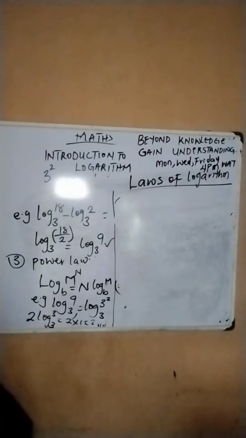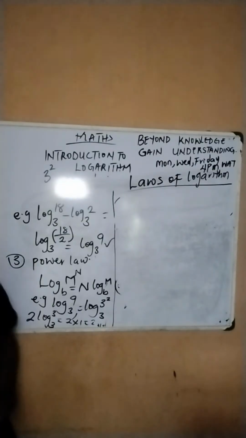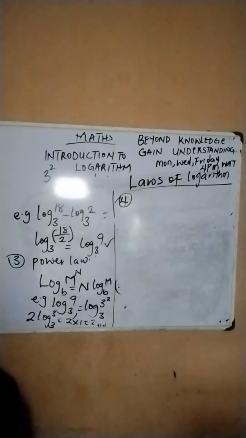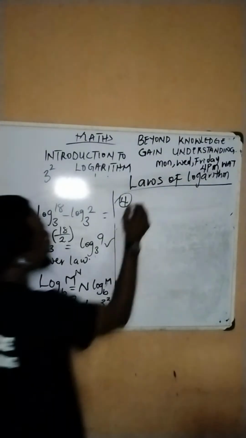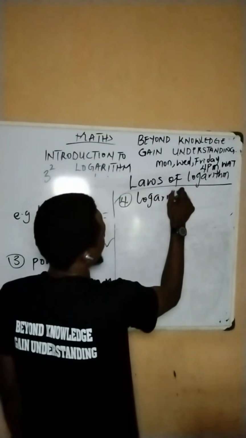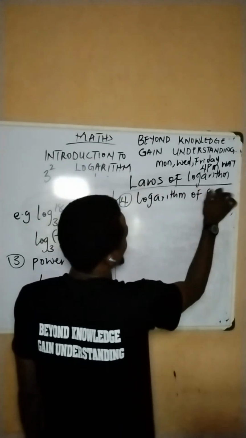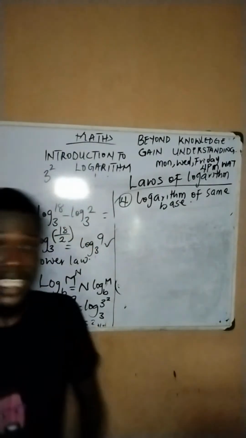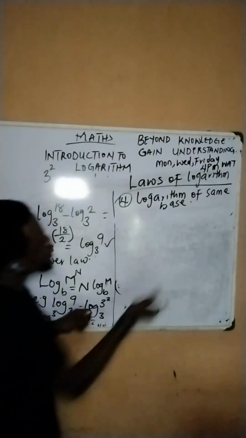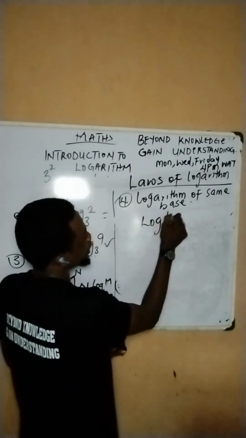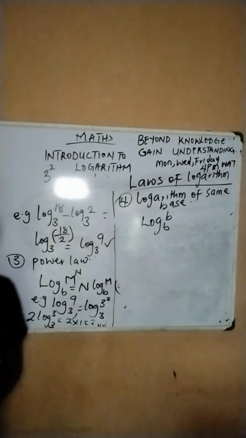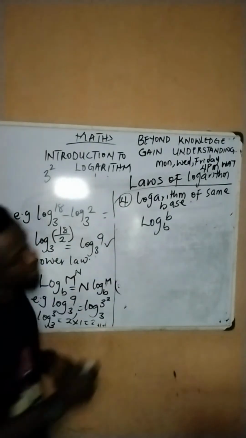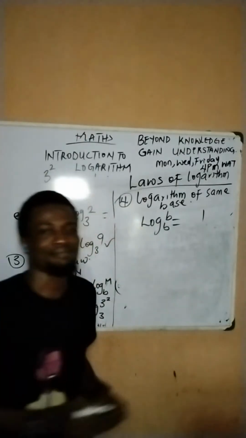So I'll clean this now and go to the fourth law, which we'll call the logarithm of same base. Logarithm of same base. That's exactly what I simply said here. If I have an expression log b base b, that means I have the same log to the same base. It's just equal to 1.